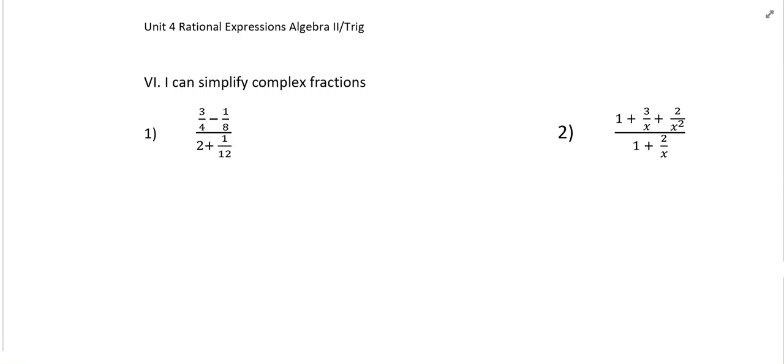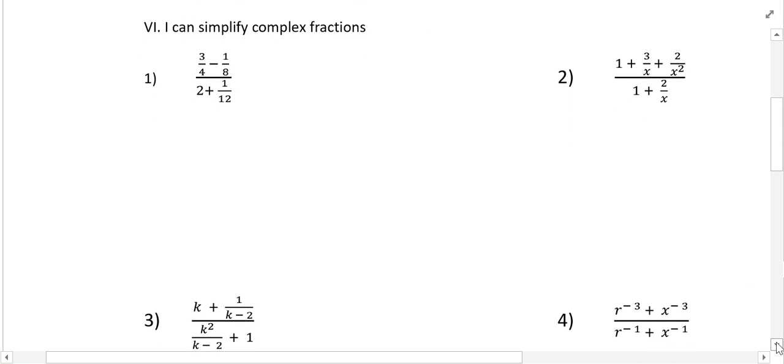All right, so what we're talking about today are complex fractions. So it says, I can simplify complex fractions. What you want to do here when you see complex fractions like this is think about them as inside this big set of parentheses right here.